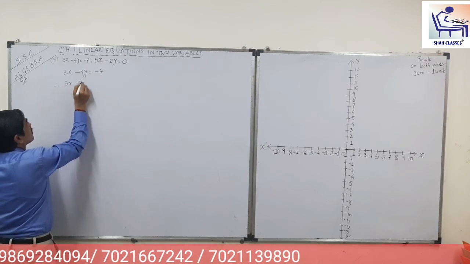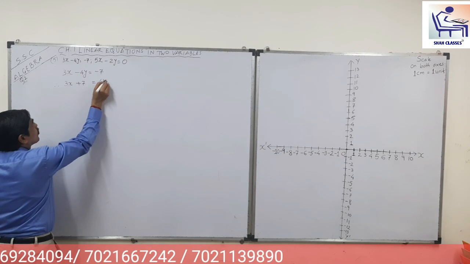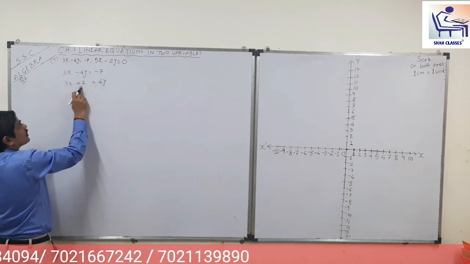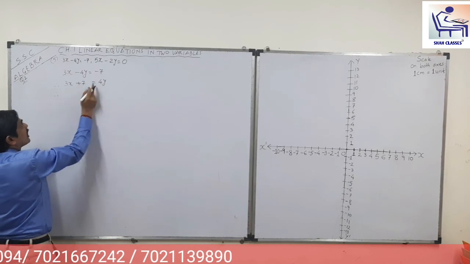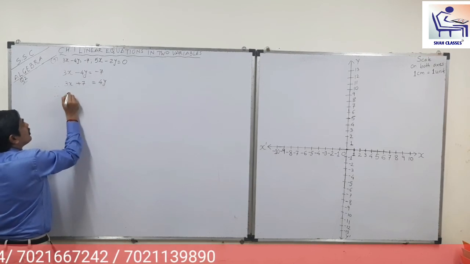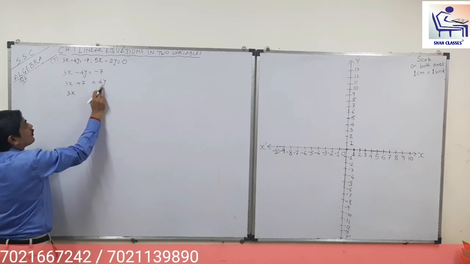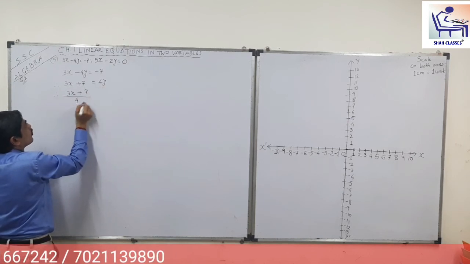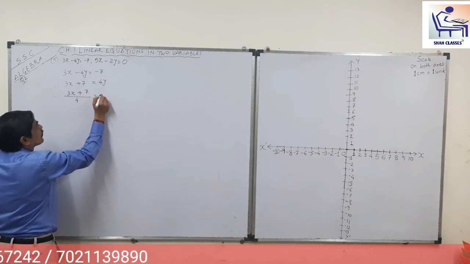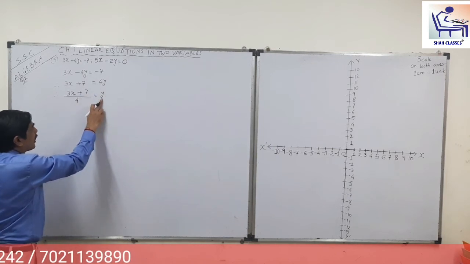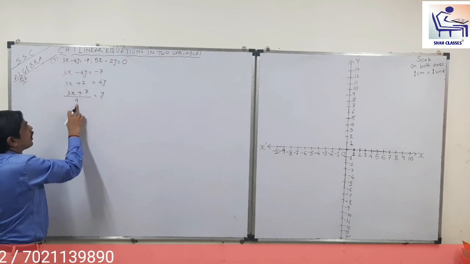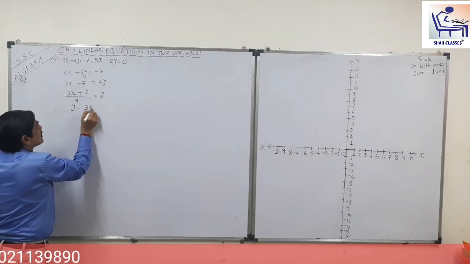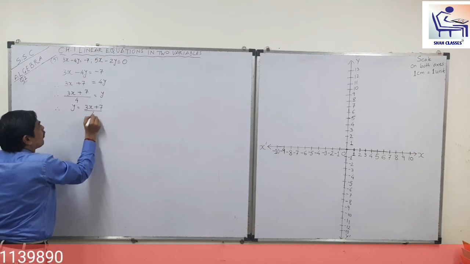3x plus 7 is equal to 4y. Minus 4y becomes plus 4y. Minus 7 becomes plus 7. When you change the side, now we want only the value of y. So we are again transferring this 4 on the left side. So we got the value of y as 3x plus 7 upon 4.